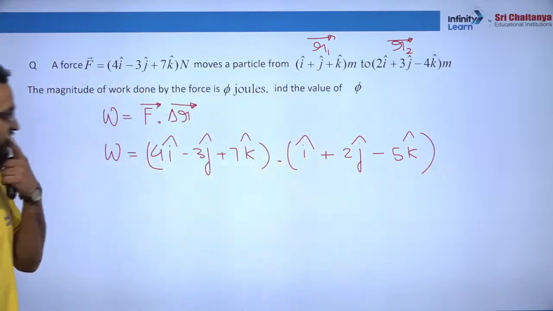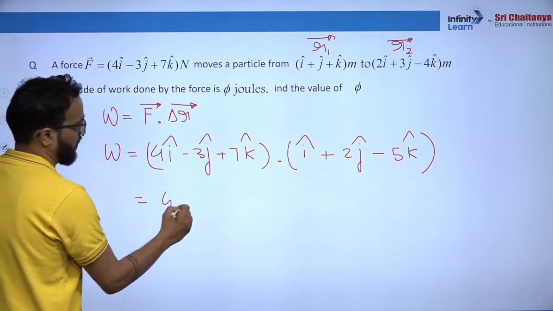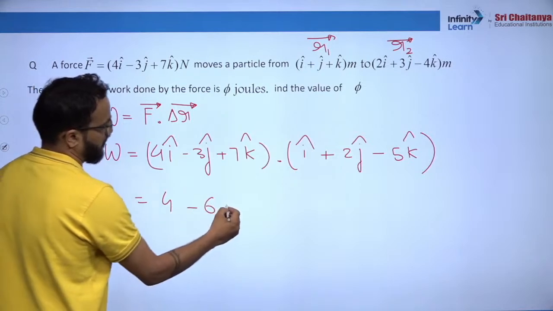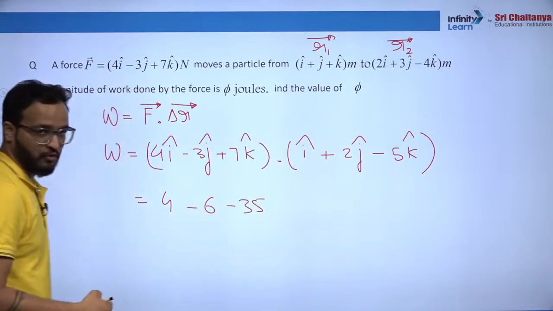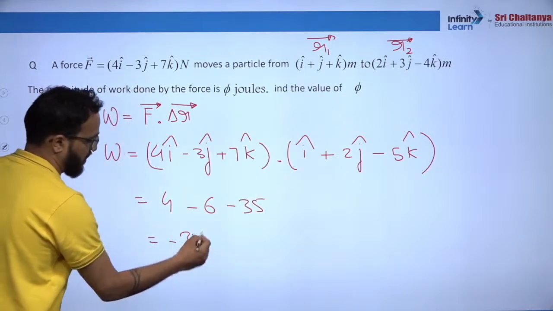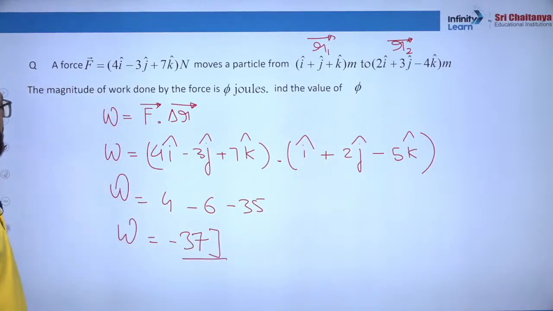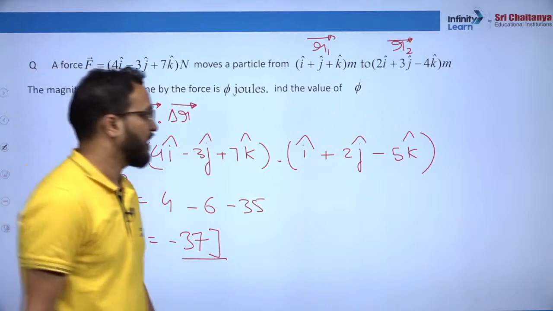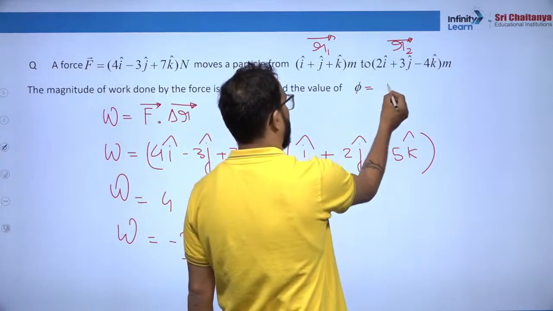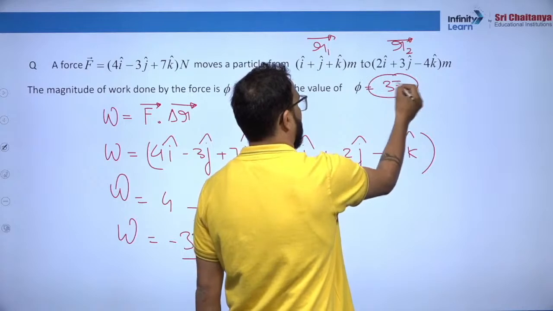Now do it. 4 minus 6 minus 35. 4 minus 6 is minus 2, it is minus 37 joules. Okay, so they just want to find out the magnitude, so you will write not minus, you will write 37. This will be your answer.